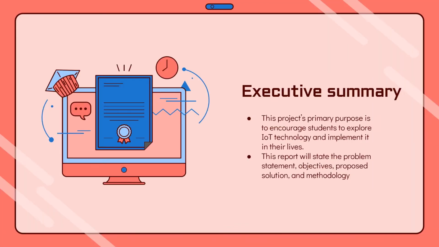Firstly, let's go into the executive summary. This project's primary purpose is to encourage students to explore IoT technology and implement it in their life. This presentation will state the problem statement, objective, proposed solution, methodology, result and discussion, and conclusion.